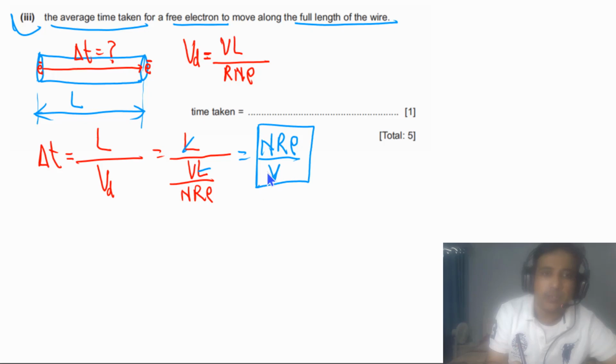So this is time. So if we have the value of capital N, we have the value of capital R, we have the value of e, and we have the value of PD, we can determine the time taken by a free electron. And this question has only 1 mark, so if you have got the right answer, you will get 1 mark.